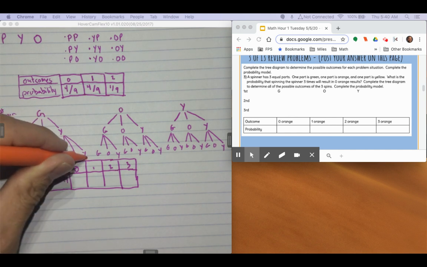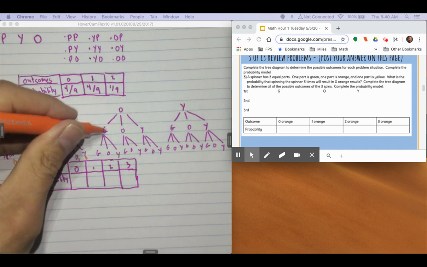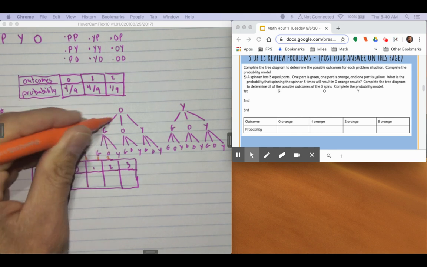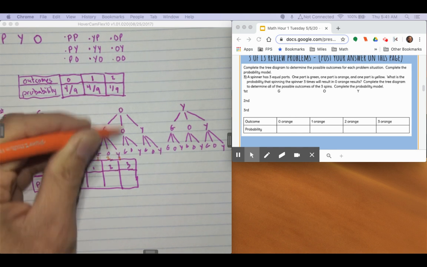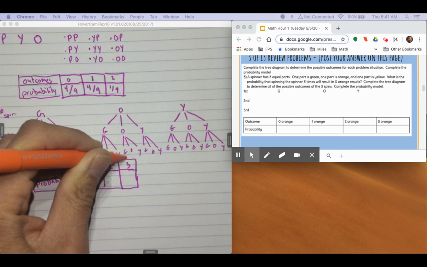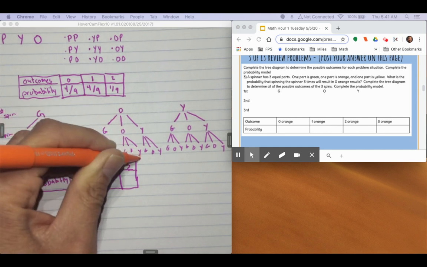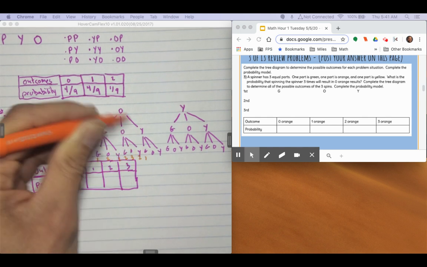Orange, green, green is 1. Orange, green, orange is 2. Orange, green, yellow is 1. Orange, orange, green is 2. Orange, orange, orange is 3. Orange, orange, yellow is 2. Orange, yellow, green is 1. Orange, yellow, orange is 2. Orange, yellow, yellow is 1.